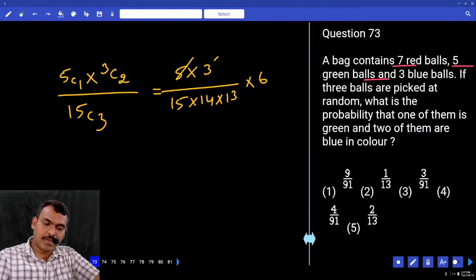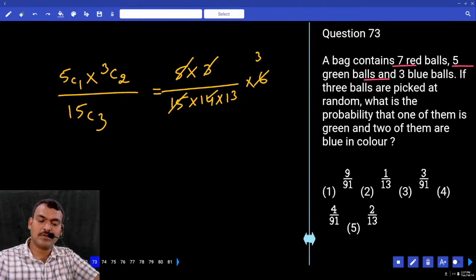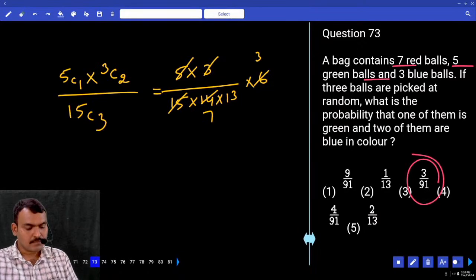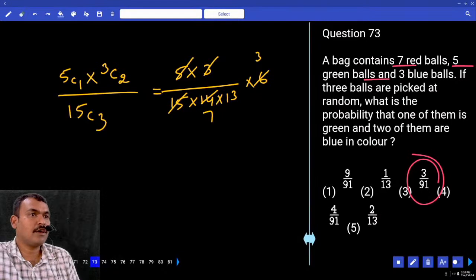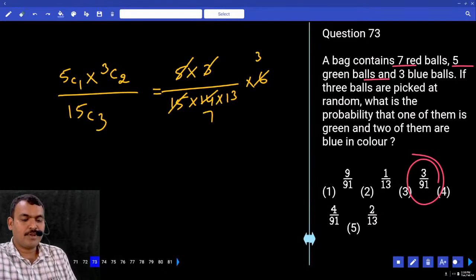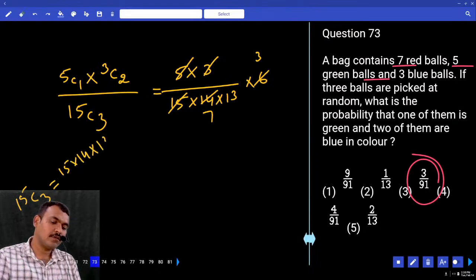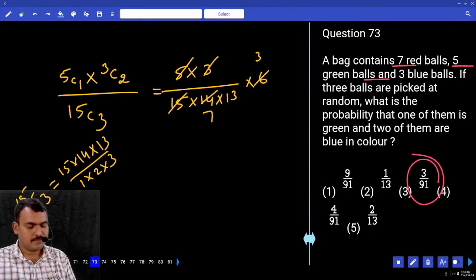This one we write into 6. 5 3s are 15, the denominator cancels. 2 how many times in the numerator? 3 times, denominator 7 times. What is the answer? 3 by 91. Why are we multiplying by 6? 15C3 means we write 15 into 14 into 13 by 1 into 2 into 3. The denominator we are getting is 6, so it becomes into 6.